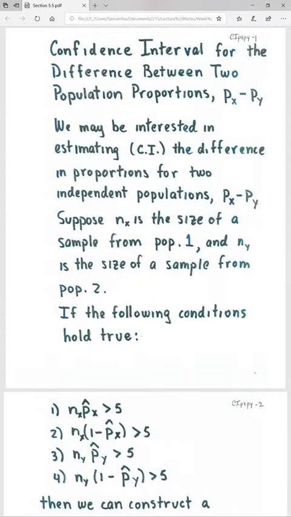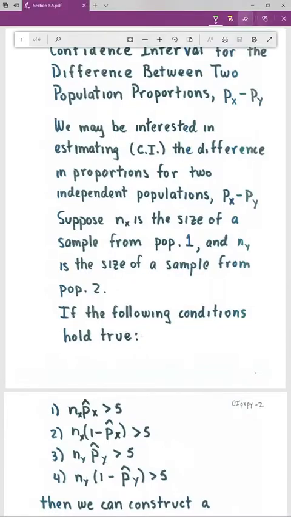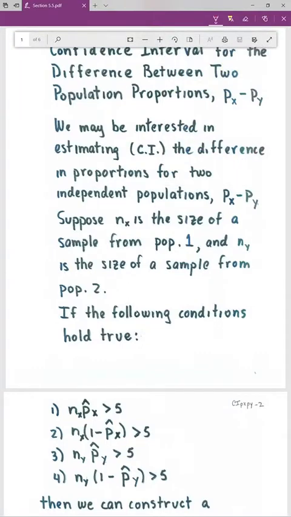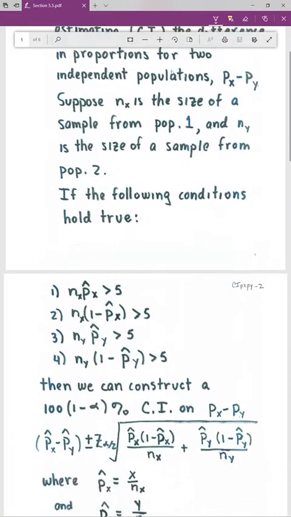We may be interested in estimating the difference in proportions for the two independent populations, Px and Py. Now let's suppose that Nx is the size of a sample from population 1 and Ny is the size of a sample from population 2. And to be clear, when we're saying we want to estimate the difference in proportions, that means we are trying to construct their confidence intervals.